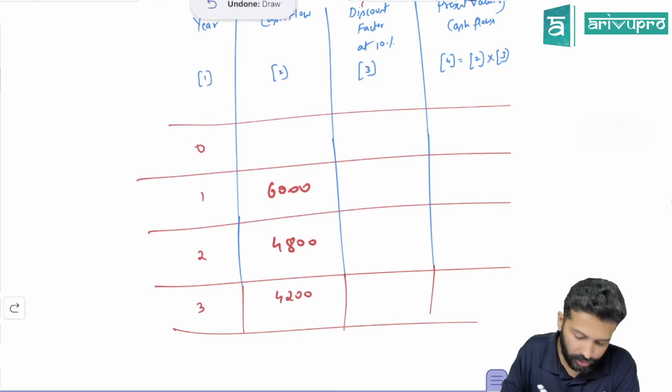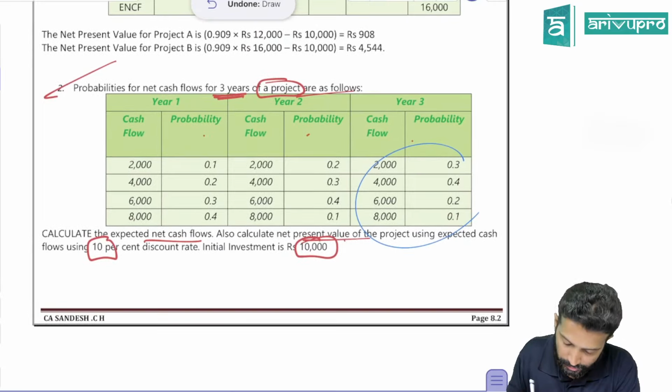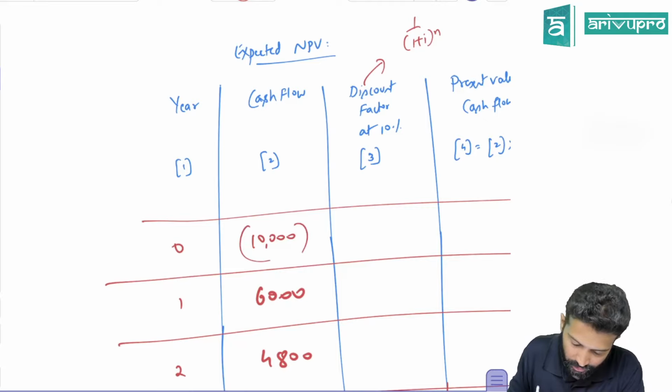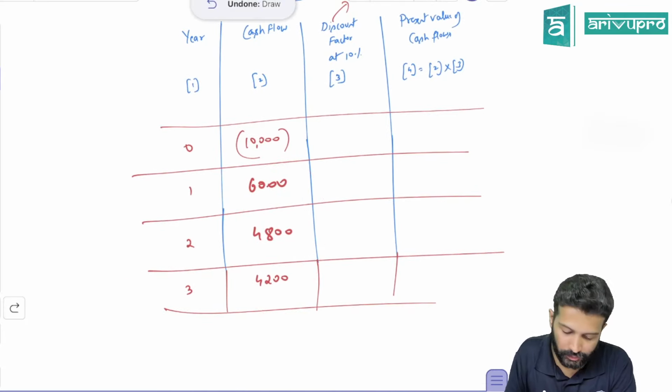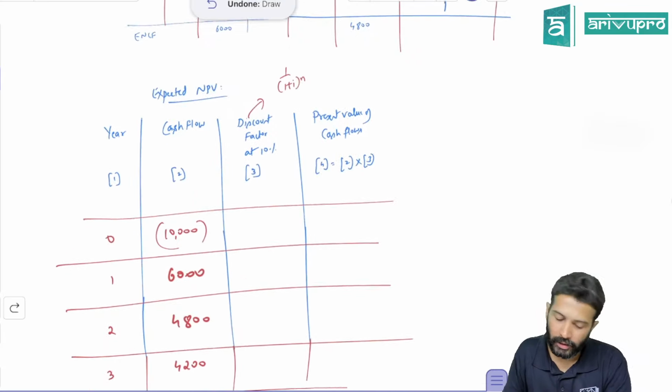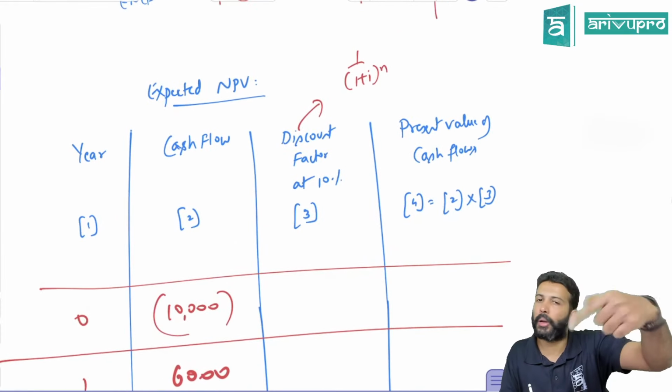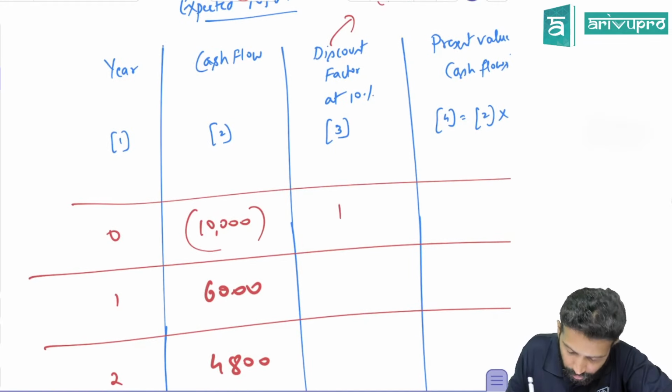At year 0, the initial investment required to start the project, they told us 10,000. Bring that in. These are inflows, so positive. This is an outflow, so negative. Discount factor is nothing but 1 divided by 1 plus I whole power n. So 1 divided by 1.1 you do in your calculator. For year 0 it is 1.